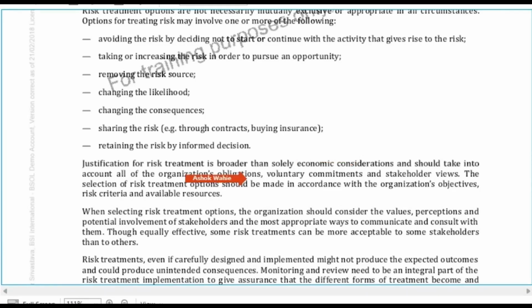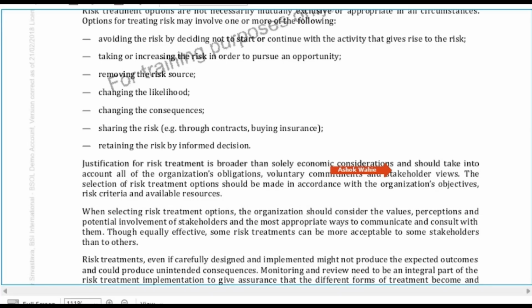So what are your contractual obligations? What are your legal obligations? What are your voluntary commitments towards health and safety, environmental management? And what are the stakeholder views? What does the client want? What does the customer want? What does the employee want? So all these three things have to be considered. You cannot always say it is not economically viable, that's why we are accepting this risk. No, that may not be a very viable justification.